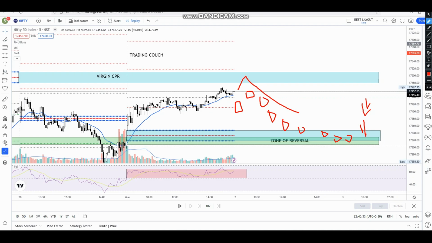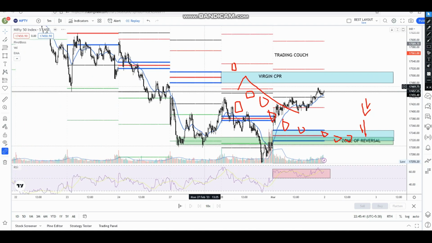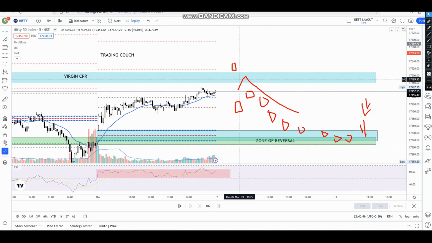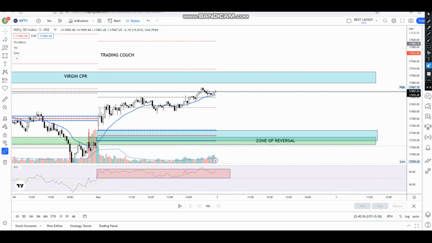and if the gap opens above the virgin CPR that has been marked here, then I think it would act as a runaway gap, and the price might move further high. So one has to be very careful before taking a trade. Mark these zones on your chart, and the CPR for tomorrow would lie somewhere here. So this can act as a support or a resistance.